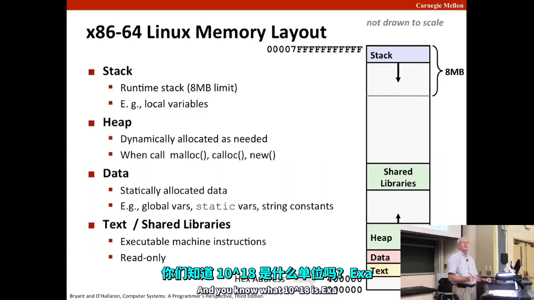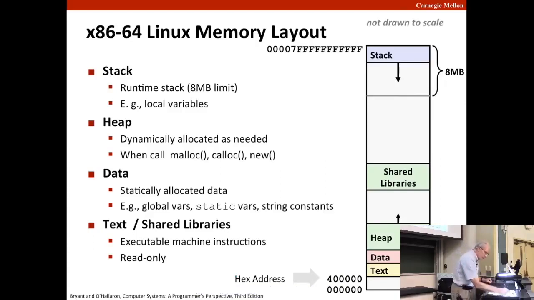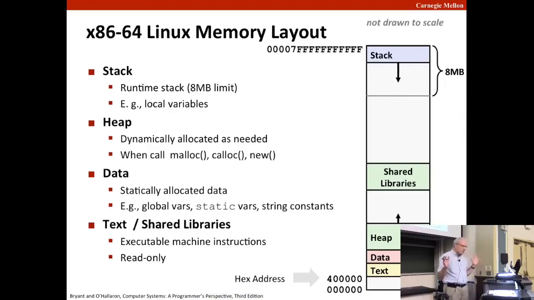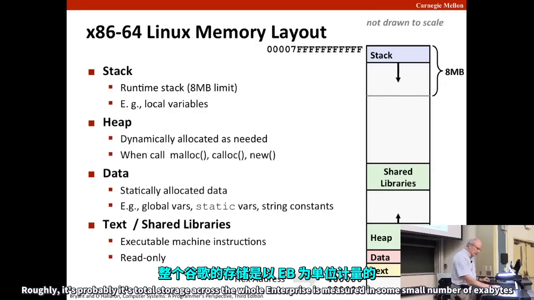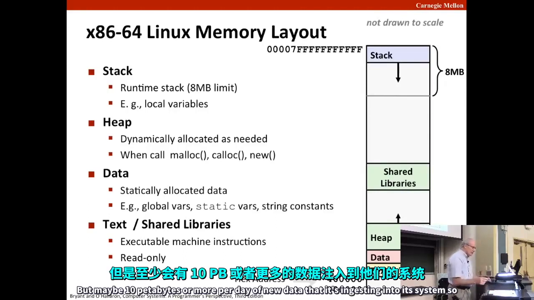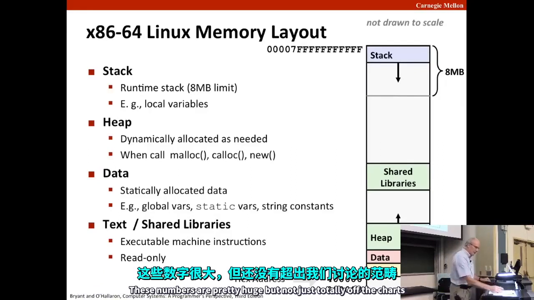And do you know what 10 to the 18th is? Exa. So just as a reference, a company like Google, roughly, its total storage across the whole enterprise is probably measured in some small number of exabytes. And every day it is getting several petabytes. I don't know the numbers, they're of course secret, but maybe 10 petabytes or more per day of new data that it's ingesting into its system. So these numbers are pretty huge, but not just totally off the charts.